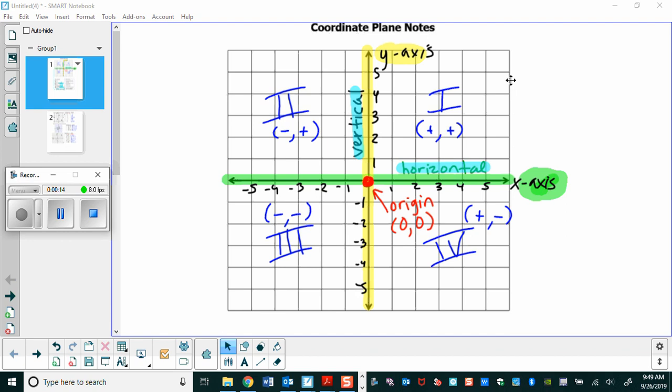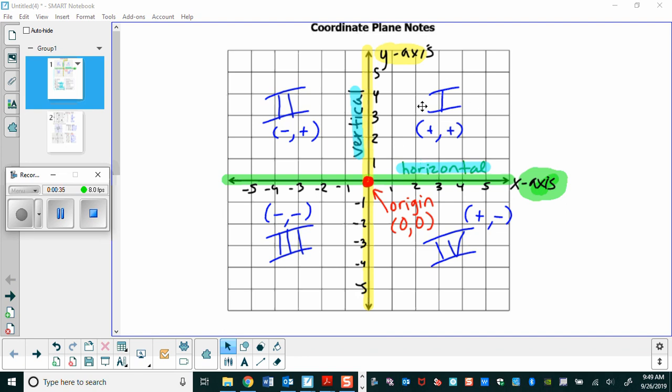But here's what we want to go ahead and just review here on your coordinate plane. The coordinate plane consists of two axes. We have the x-axis here in green, and we have the y-axis there in yellow. X goes first, then we have the y-axis second when we plot a point. Now the x-axis is considered the horizontal axis, while the y-axis, the up-down one, is considered vertical.